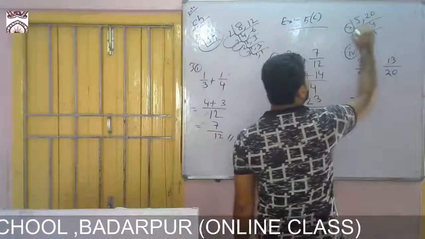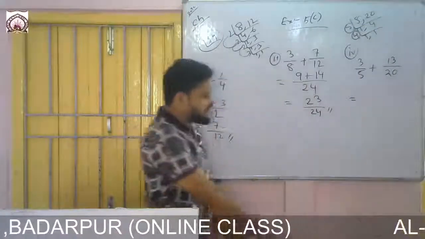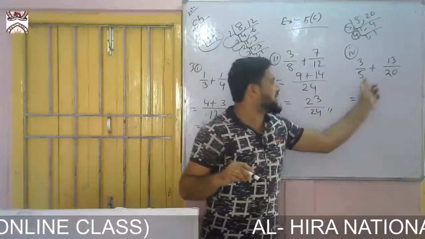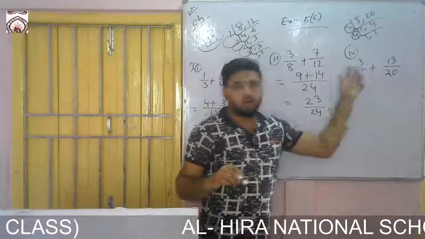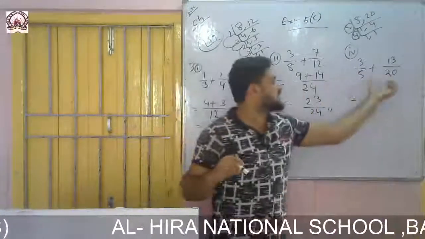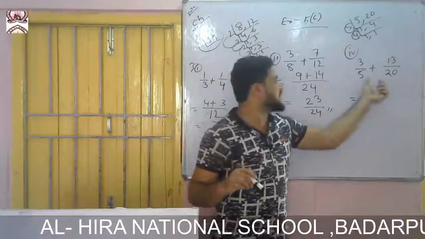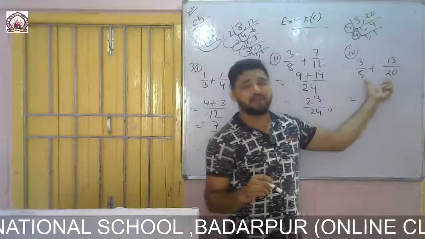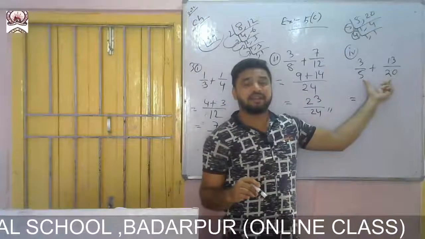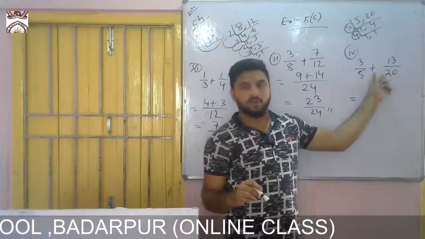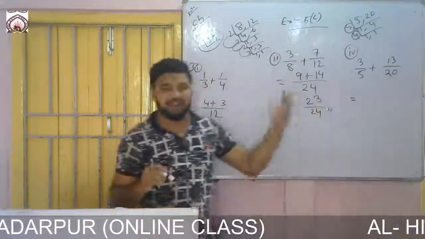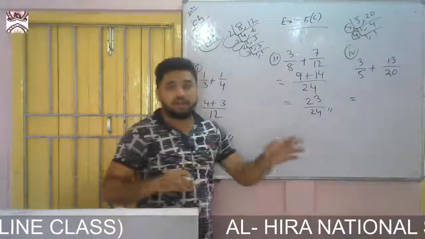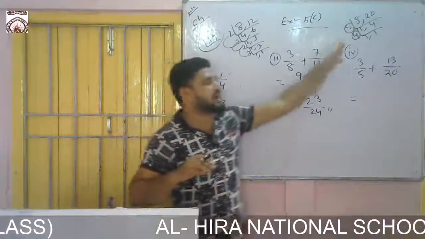So 5 4s are 20. So how do you see? Whenever you see that we can divide the denominators, that one with that one or this one with that one, in any way, if the denominators are divisible with one another, then you write the bigger one, that is 20. Or if you get confused, then take LCM.